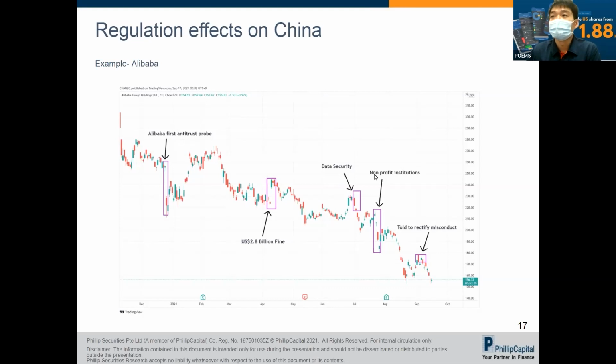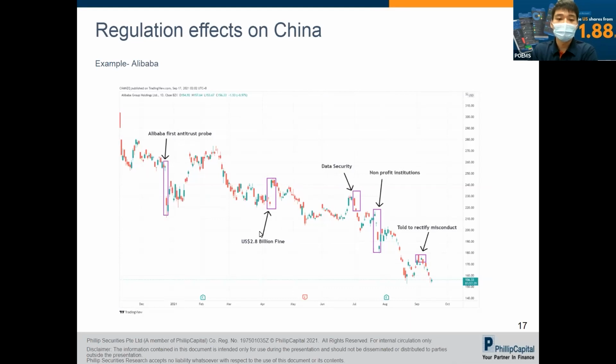First I'll be using Alibaba to represent the regulation effects on China. As you can see, at the end of last year, Alibaba got hit by some antitrust issues and their shares had a significant drop.